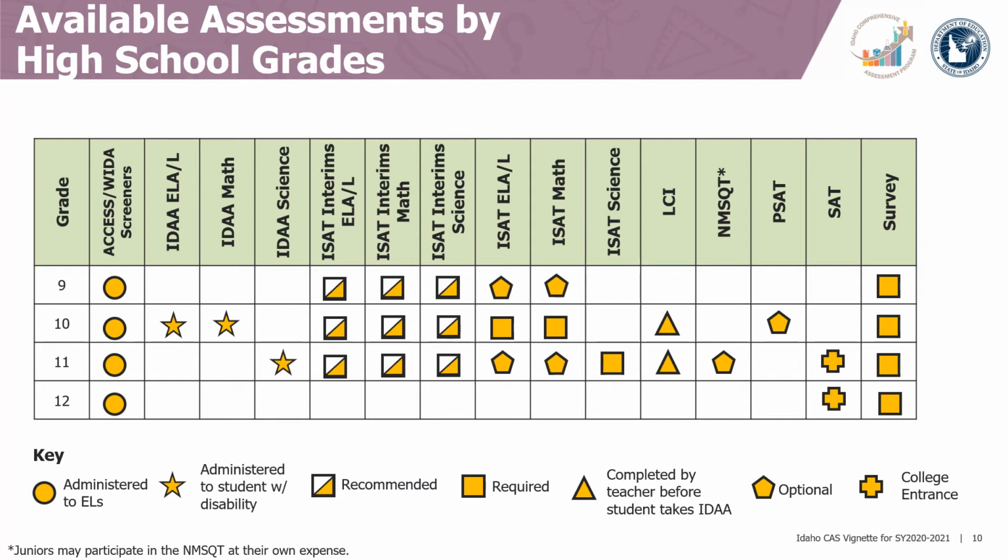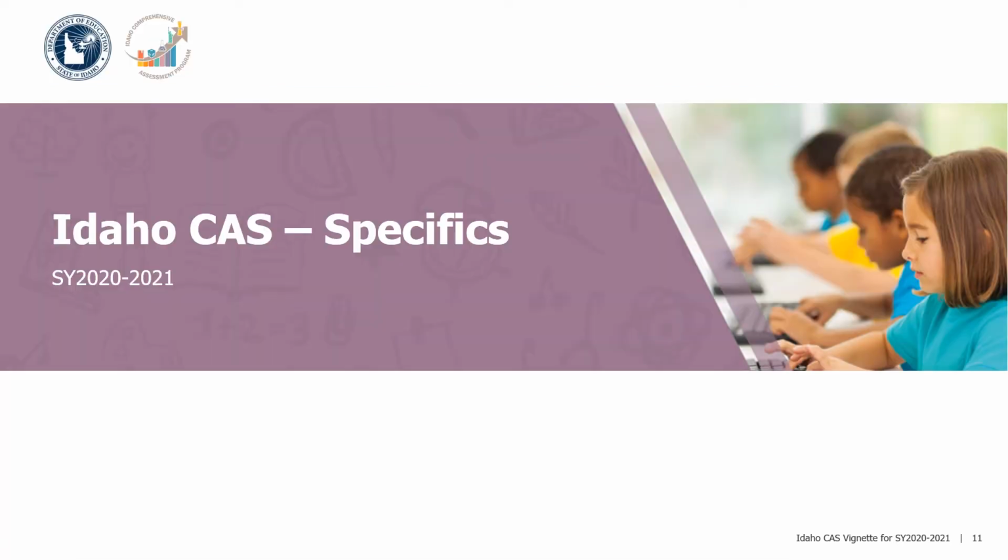As with the other two tables, the grades those tests apply to are included in the grade 10, 11, and 12 rows, respectively. Now that we've covered summaries of the assessments, let's dive in and talk specifics about each of the assessments in the Idaho Comprehensive Assessment System.